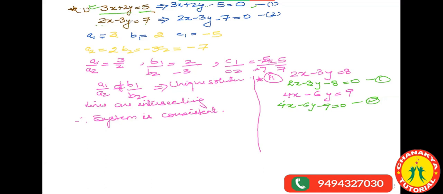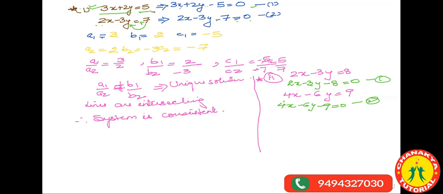Now 2x minus 3y is equal to 7. So 2x minus 3y minus 7. Here 7 is a plus, so when you are shifting it to the left hand side, it will be minus 7 is equal to 0. Clear? Siddhishri, Aman? Yes, ma'am.